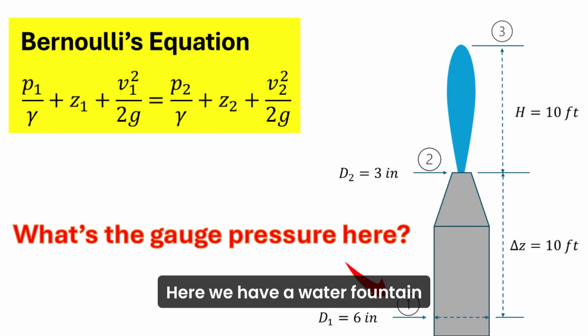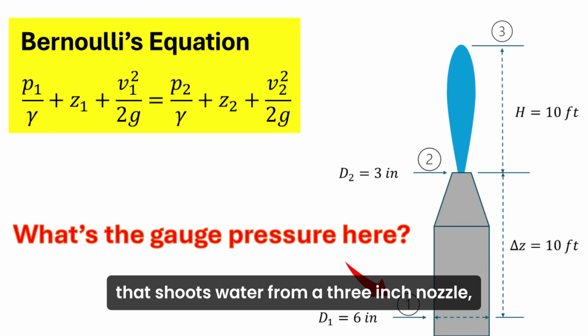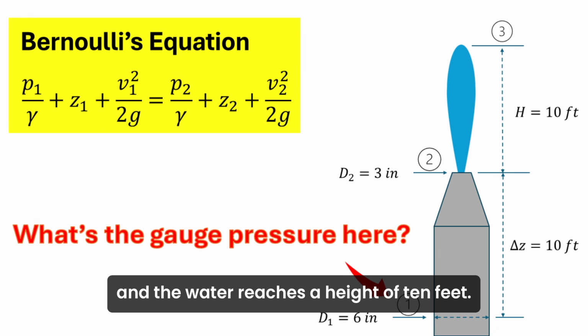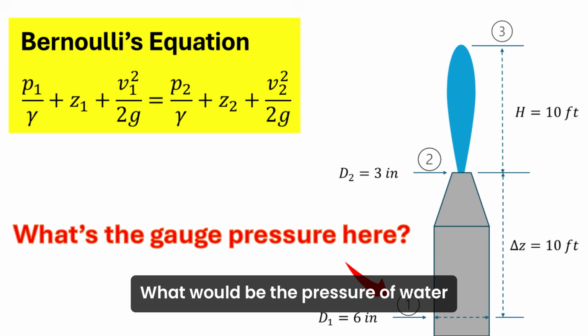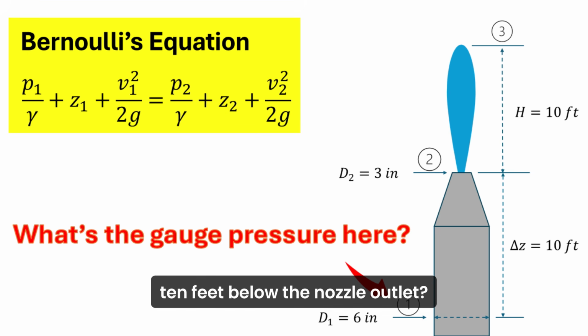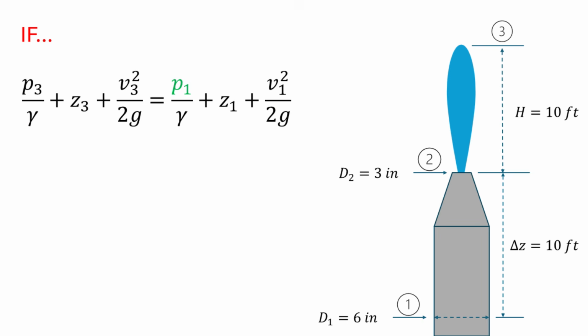Here we have a water fountain that shoots water from a 3-inch nozzle, and the water reaches a height of 10 feet. The nozzle is connected to a straight 6-inch water pipe. What would be the pressure of water 10 feet below the nozzle outlet?